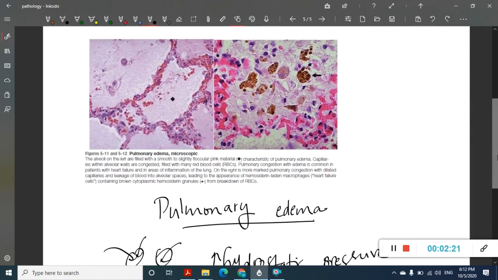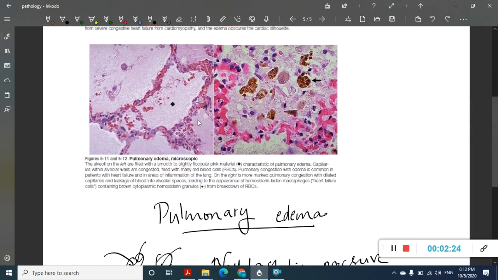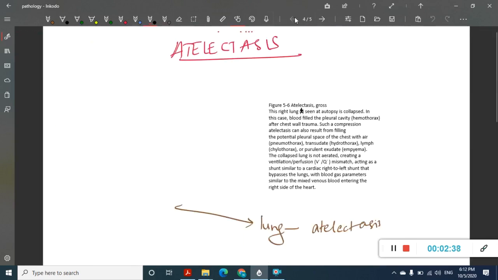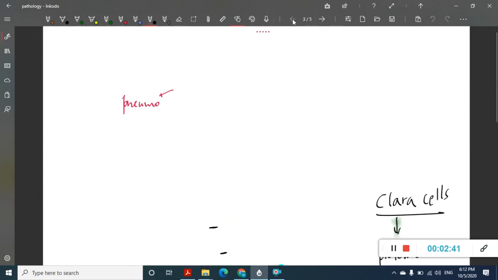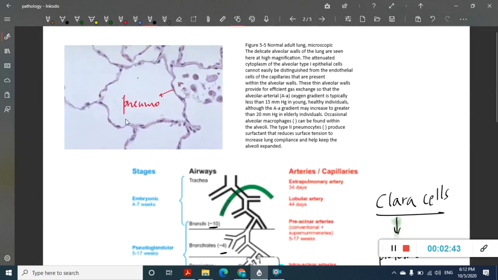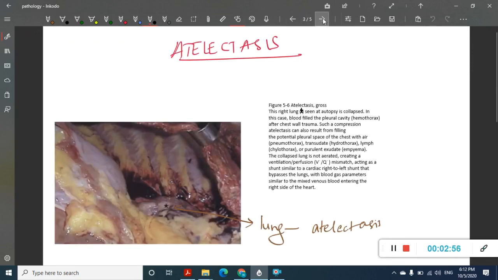Then we have the next picture which shows the histological feature. Here in this histological feature, this is pulmonary edema. I have already shown you the normal alveoli, but see the alveoli here. I'll just show you the normal alveoli so that it becomes easier for you also. Yes, this is the normal alveoli, which is so clear. All this is normally air, and these are the pneumocytes. Now see the alveoli present in pulmonary edema.